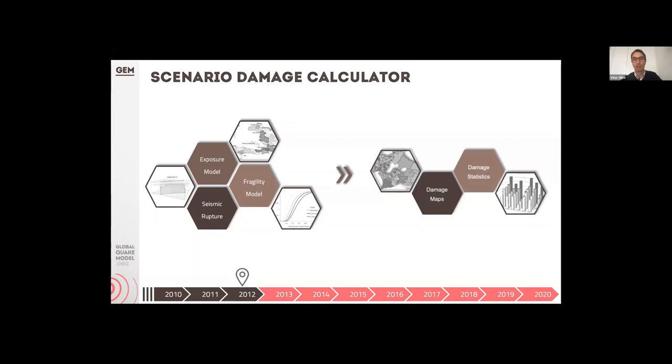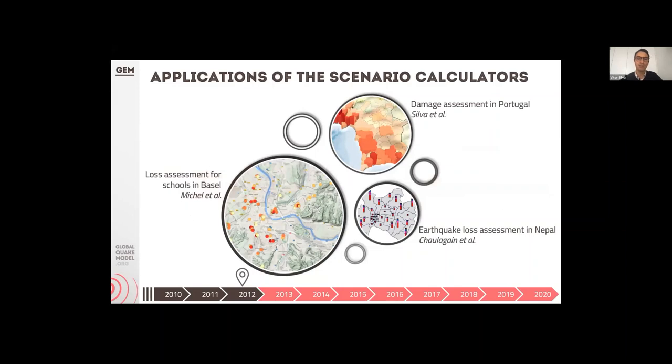The outputs from this calculator are also similar to the ones that were presented before. Now we have damage maps, which have, for example, the number of buildings in slight damage or that collapse throughout our region, or damage statistics, which, for example, can have the number of buildings in each damage state across the different building classes.